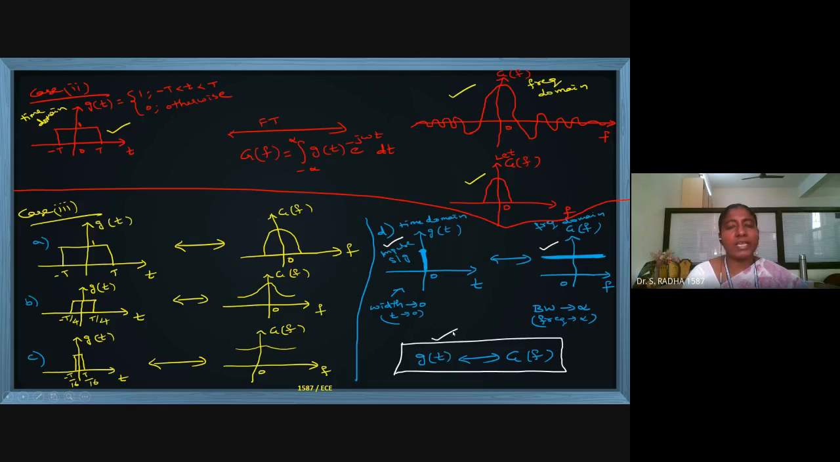And this is the final representation. In the time domain, g of t is the representation. In the frequency domain, g of f is the representation. So there are 6 tick marks in this slide. In the time domain, g of t is the representation. In the frequency domain, g of f is the representation. You remember 6 tick marks in this slide.